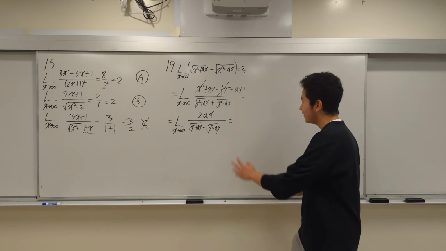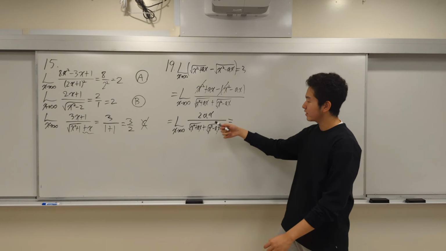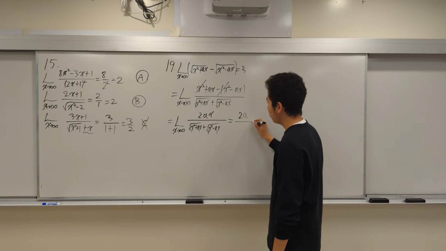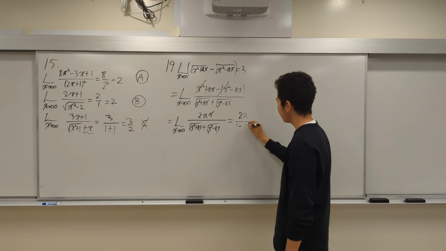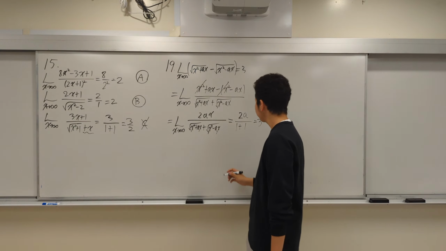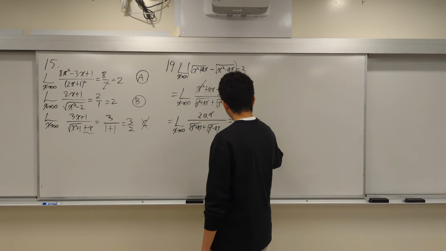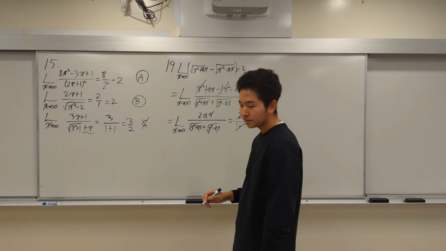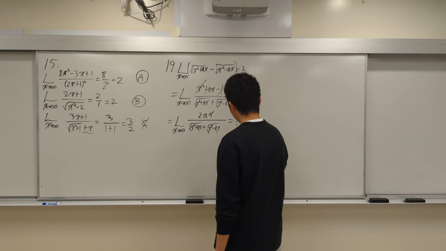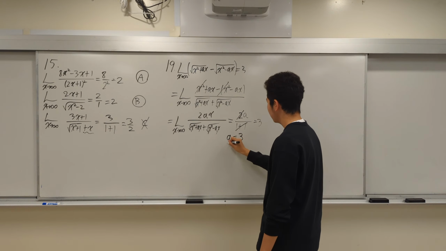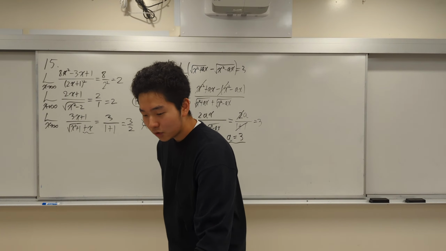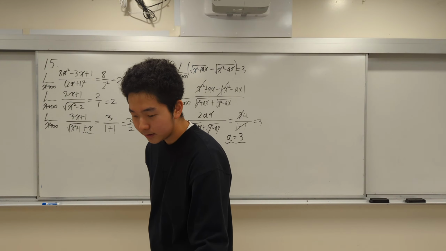And then it's an infinity over infinity now. Degree 1, we compare the leading coefficients, 2a over 1 plus 1, right? And that has to equal 3. So we can factor that out, right? 2a over 1 plus 1, so a equals 3. So that would be your answer. Okay, the next one was 21.